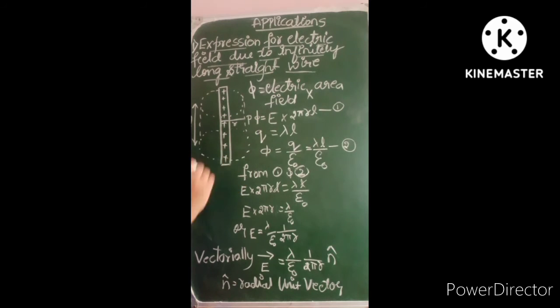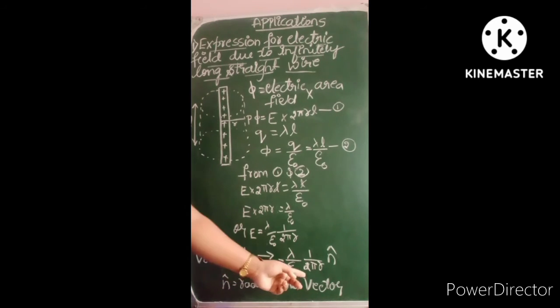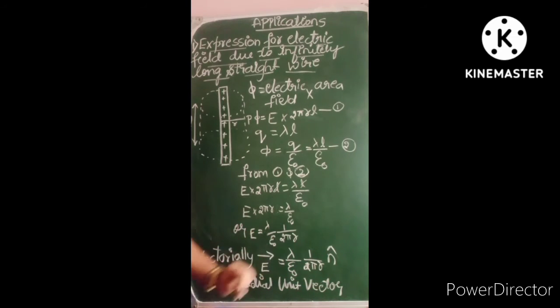From equation 1 and equation 2, we have E into 2 pi r l is equal to lambda L by epsilon naught, where L and L get cancelled. Remaining is E into 2 pi r is equal to lambda by epsilon naught. Or we can write it as E is equal to lambda by epsilon naught into 1 by 2 pi r. Vectorially, it can be represented as E bar is equal to lambda by epsilon naught 2 pi r into n cap. N cap is nothing but the radial unit vector, and this is the first application of Gauss law.